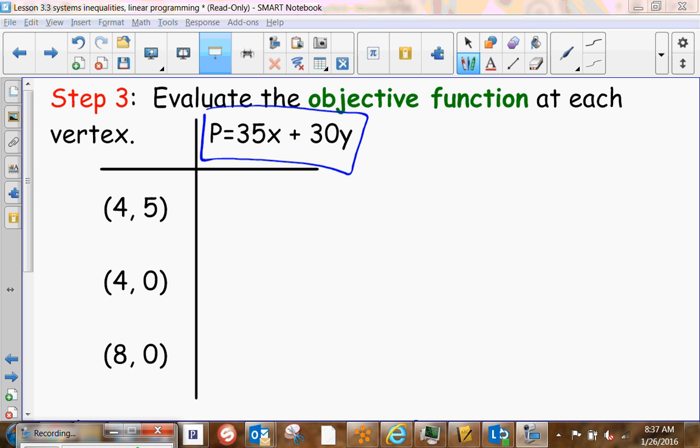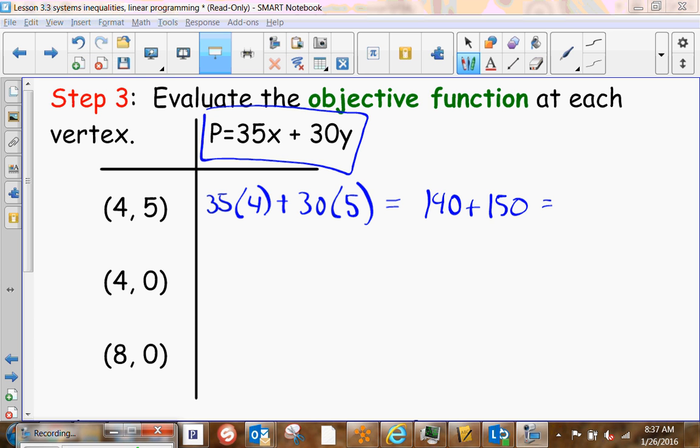All right, so if I put 4 in here, this profit would be 35 times 4 plus 30 times 5. Let me calculate this. We're looking for the money that would bring in for him. 35 times 4 is 140, plus 150. We got 290.